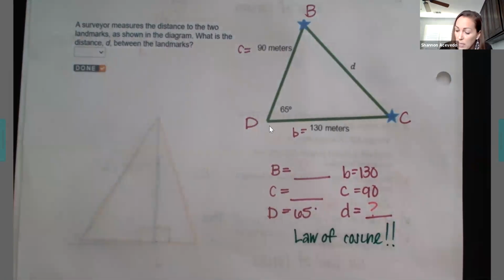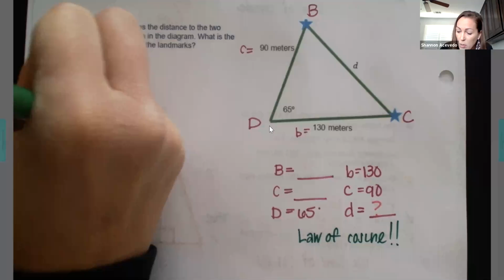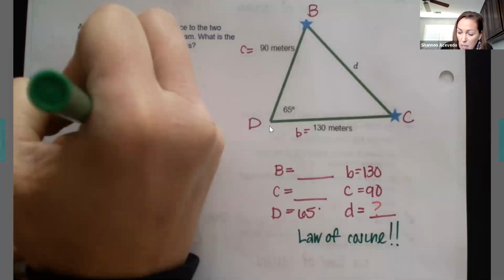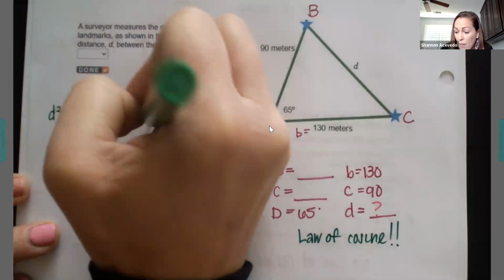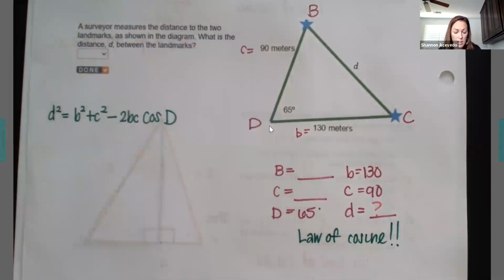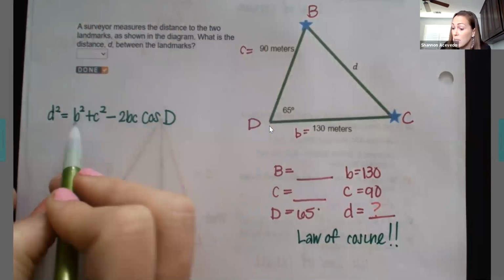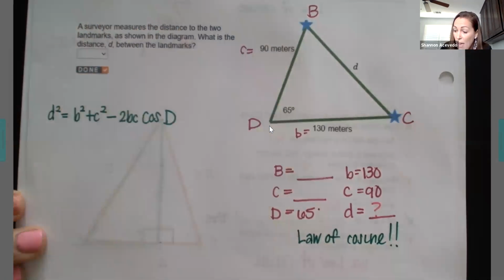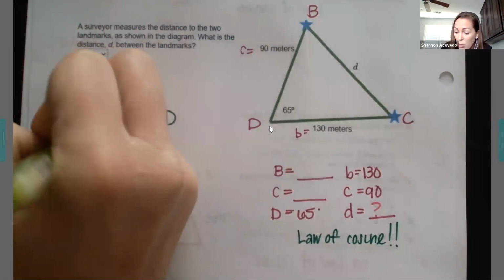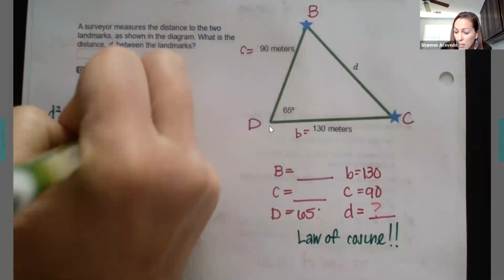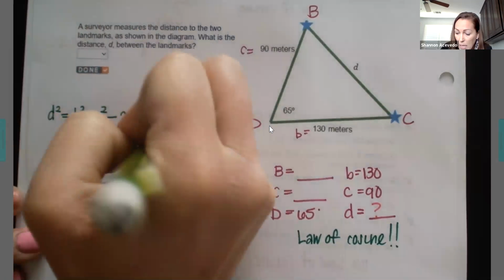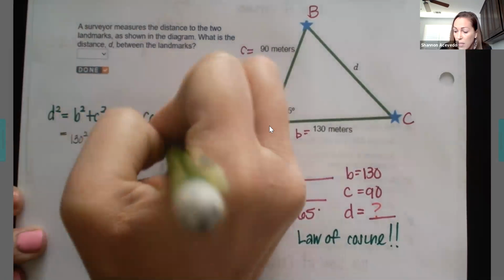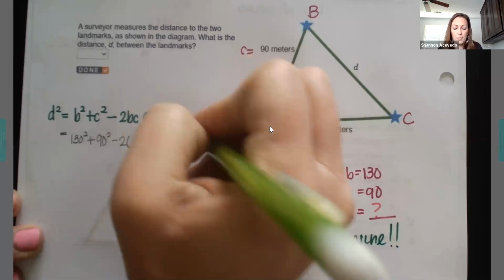So what this tells me is that D squared is equal to B squared plus C squared minus 2BC cosine of angle D. And I plug in the information I was given. I was given my side B, my side C, and my angle D. So I have everything I need. So it's 130 squared plus 90 squared minus 2 times 130 times 90 cosine of 65 degrees.